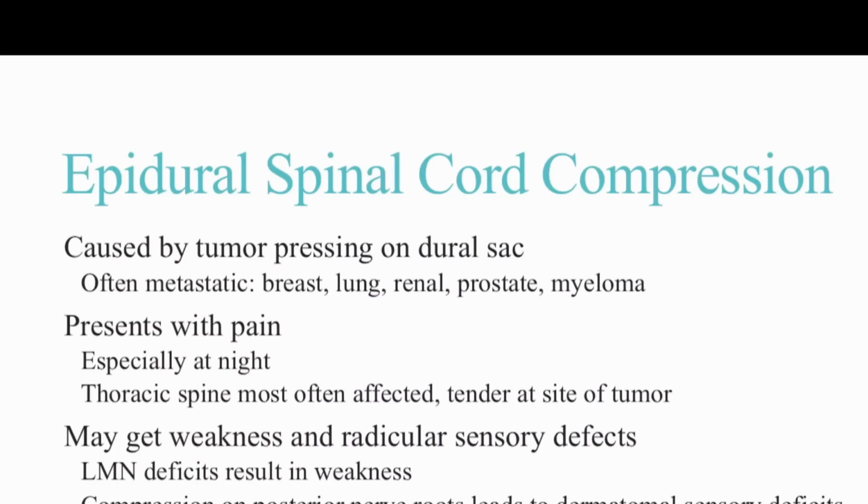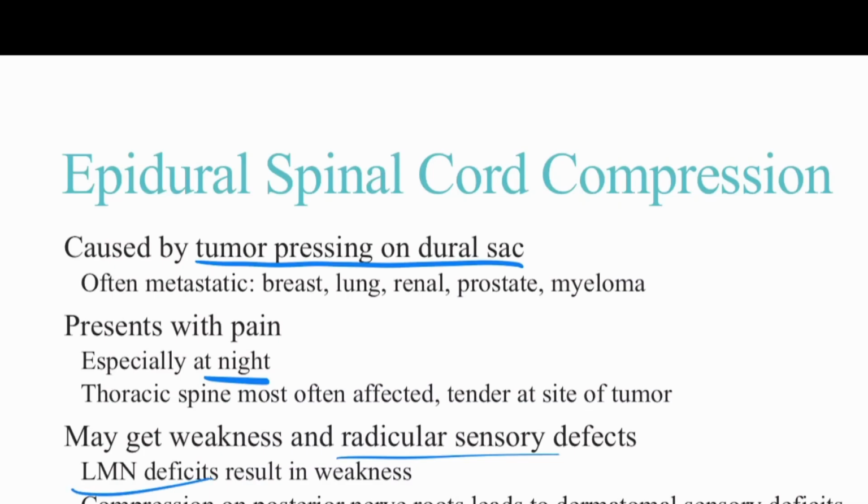Moving on to epidural spinal cord compression. This is a tumor that's pressing on the dural sac. Again, often metastatic in this case when you get to these spinal tumors. Presents with pain, especially at night. So when they lie down at night on their back, that tumor will start to compress the spinal cord, causing the pain to get worse. They may get some weakness, some radicular sensory effects. Lower motor neuron deficits will result in weakness.